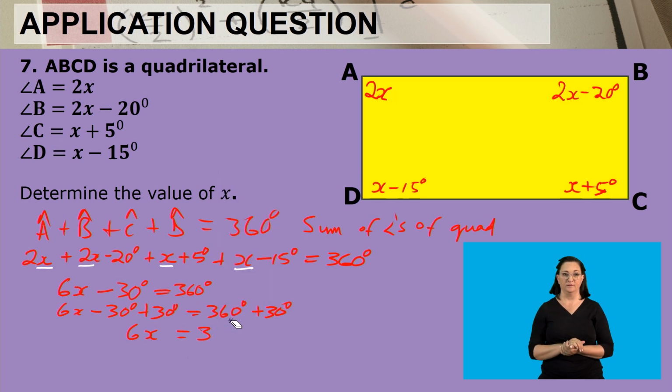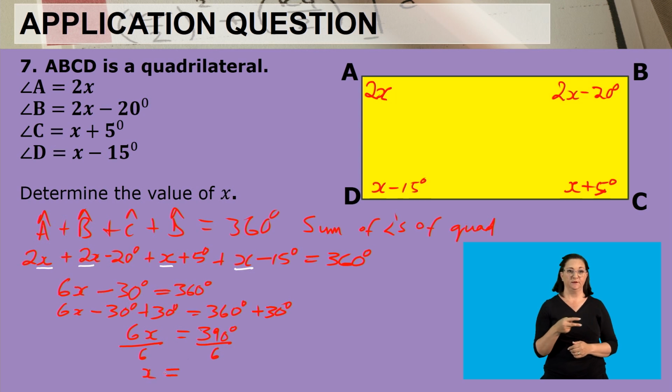Let me write that properly: 390 degrees. Therefore, the multiplicative inverse of 6 is a sixth, which means we divide by 6 on the left and divide by 6 on the right. On the left we'll have x, and on the right, 390 divided by 6. 6 into 39 is 6 times, which gives us 360, and the remainder is 30 degrees. 30 divided by 6 is 5, so our value of x is 65 degrees.